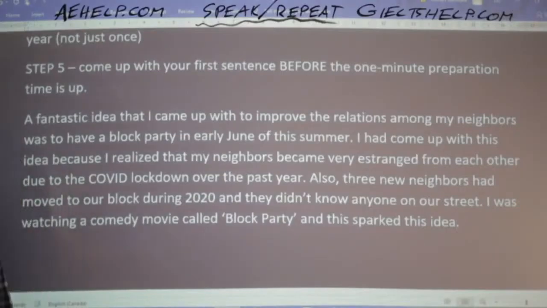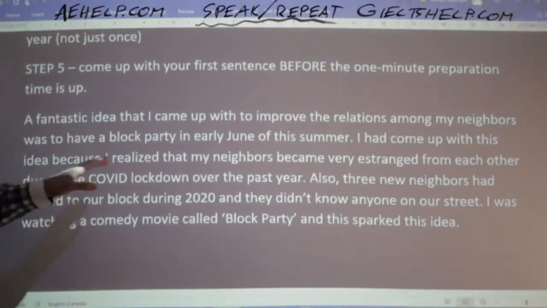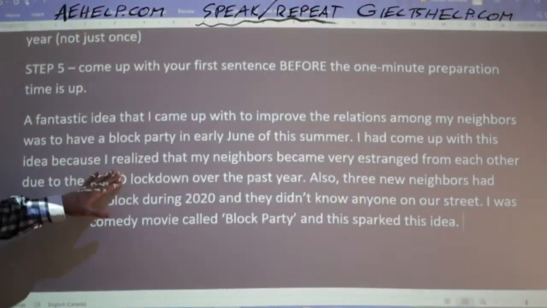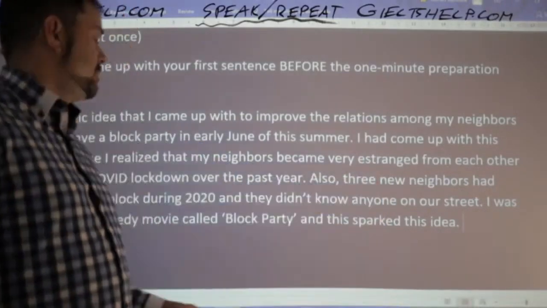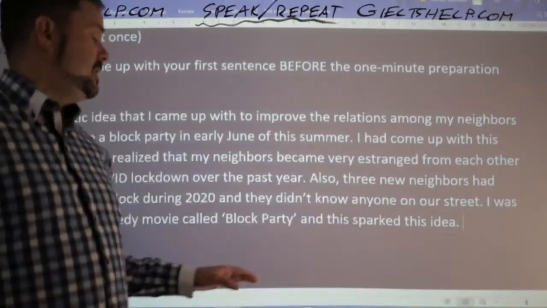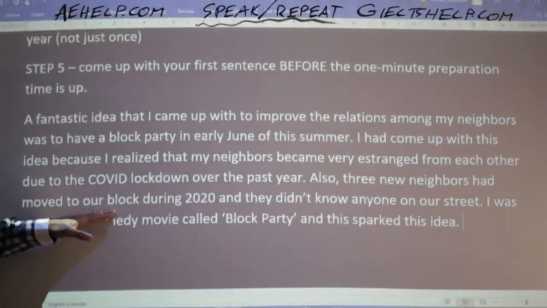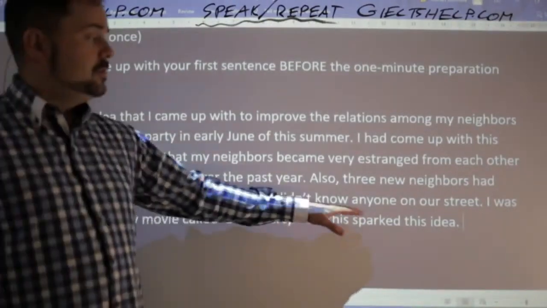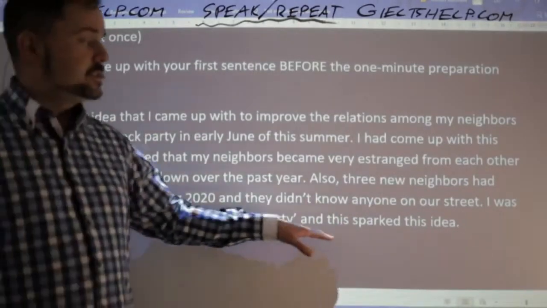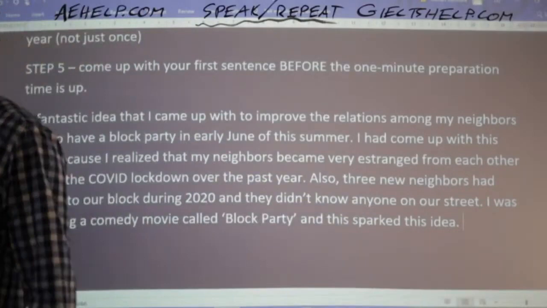Okay, so moving along nice and smooth, I'm literally just using my notes here and expanding on it, okay? So I had come up with this idea because I realized that my neighbors became very estranged from each other due to the COVID lockdown over the past year. Also, 3 new neighbors had moved to our block during 2020, and they didn't know anyone on our street. I was watching a comedy movie called Block Party, and this sparked the idea. Okay.